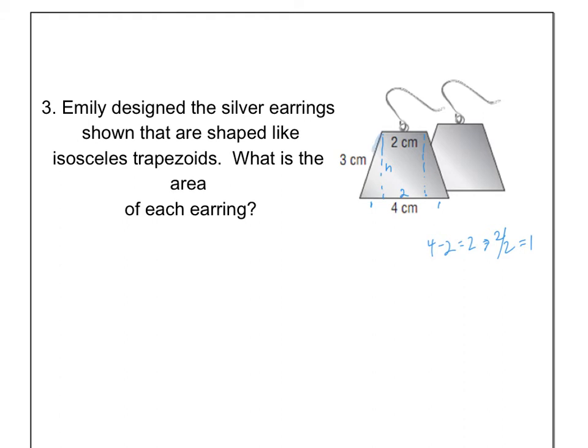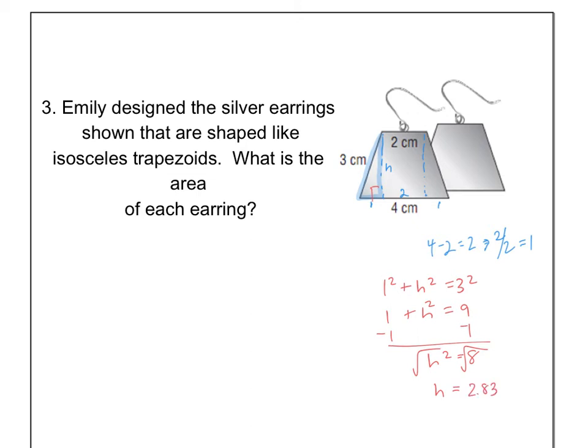Then I used this triangle, and this would be a right angle, so you can do 1 squared plus h squared equals 3 squared. So it's 1 plus h squared equals 9. Subtract your 1. H squared equals 8. And I just changed it to a decimal. I had h is approximately 2.83.